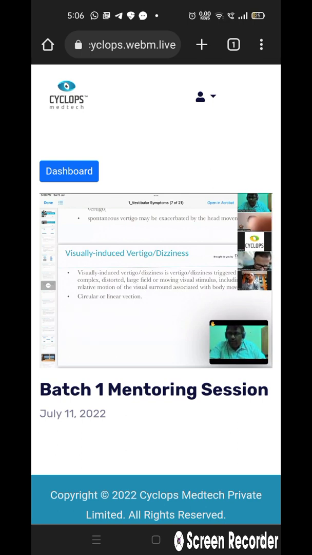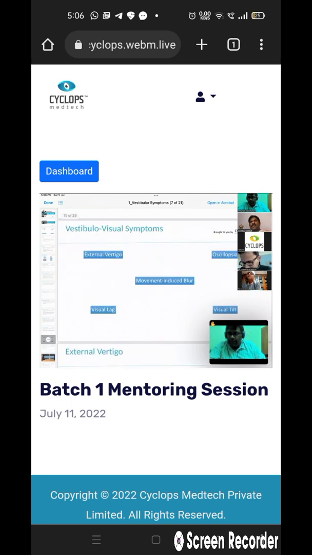And when you talk about vestibulovisual symptoms, these are different. So we have visual lag, which is a separate thing. Movement induced blur is different. Oscillopsia is different. Visual tilt and external vertigo. So oscillopsia need not be triggered by something. Visually induced vertigo is actually triggered by a visual movement. Okay, sir.